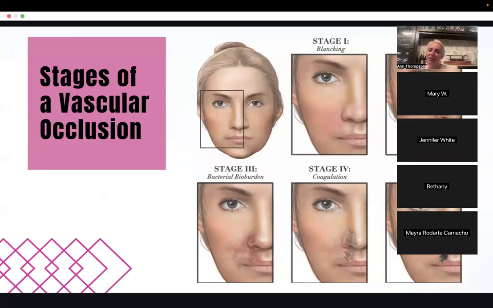At stage 3, that's when you'll start getting some vesicles. Unfortunately, this is when some injectors will think that it's just a simple herpetic outbreak when it is just a progression of a vascular occlusion. Then you will start to get initial skin breakdown at stage 4, and stage 5 is full thickness necrosis. The very last phase is stage 6, the healing phase, and it has to heal by secondary intention, meaning from the bed of the wound on up, and it can take up to a year for this to happen.